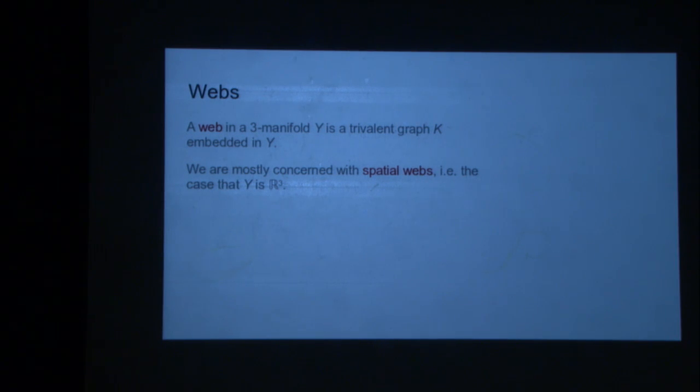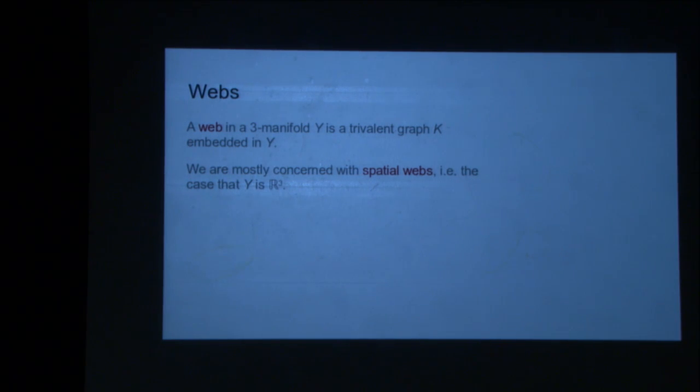In the world of topology, coming out of quantum algebra and stuff, trivalent graphs play a role. They often are referred to as webs in this context. The exact terminology varies a little bit from author to author, but for us, very simply, a web I'm going to use to mean a trivalent graph K, but now embedded in something 3-dimensional, a 3-manifold Y. So we're moving from abstract graphs or graphs drawn in the plane to graphs embedded in 3 space. This is a key move.